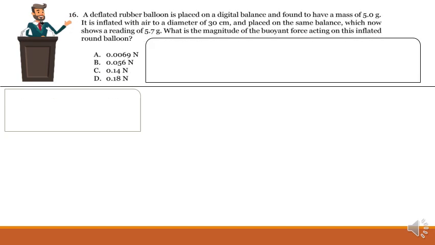Question: a deflated rubber balloon is placed on a digital balance and found to have a mass of 5.0 grams. It is inflated with air to a diameter of 30 centimeters and placed on the same balance, which now shows a reading of 5.7 grams. What is the magnitude of the buoyant force acting on this inflated round balloon?